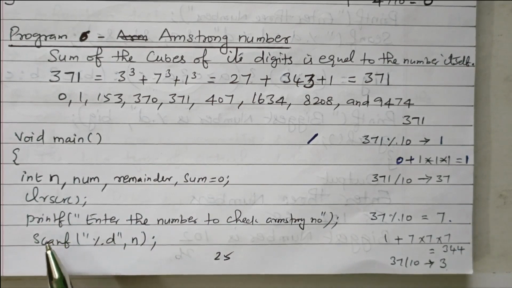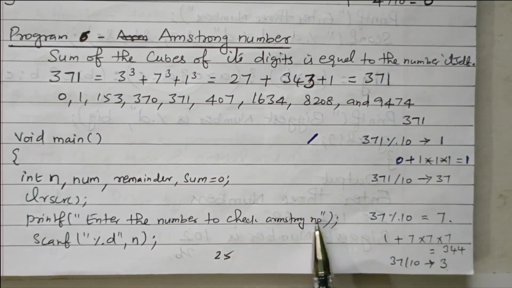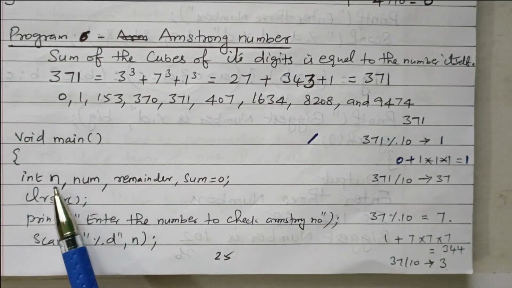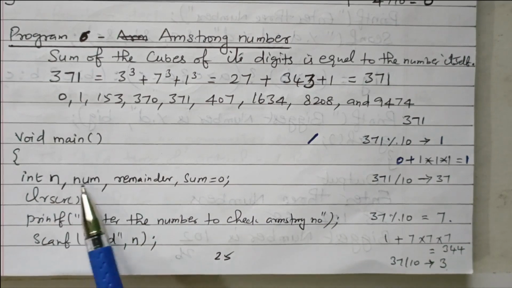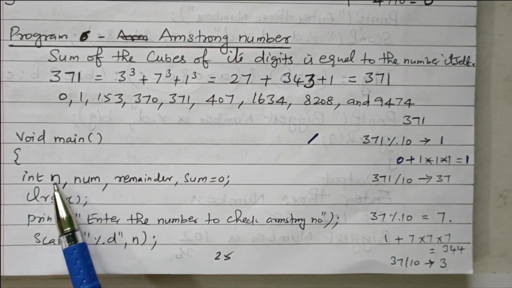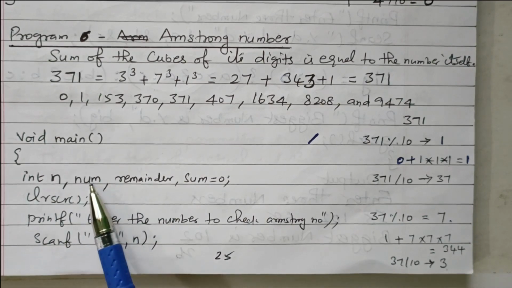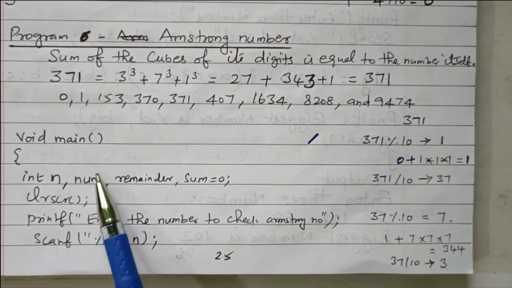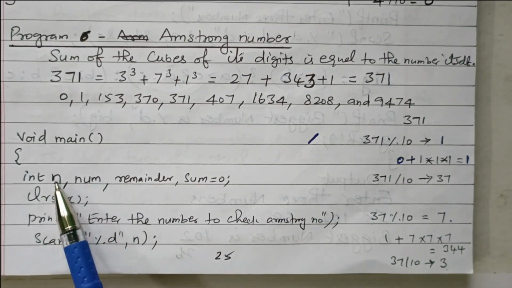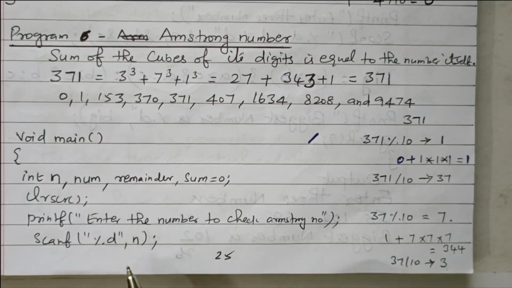After clear screen, we ask the user to enter the number to check whether it is an Armstrong number or not. scanf of %d, n. So this is the number. The number is also stored in num in order to check whether n and num are equal. So the copy of the number we entered is stored in num. Initially, this is the given number, and it is stored in the other variable num also, right?